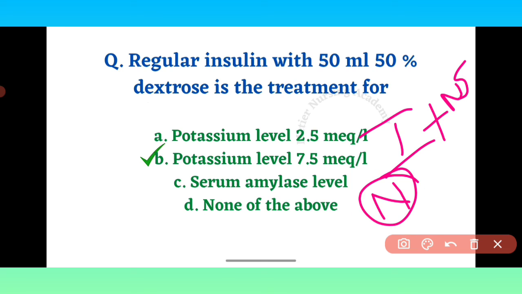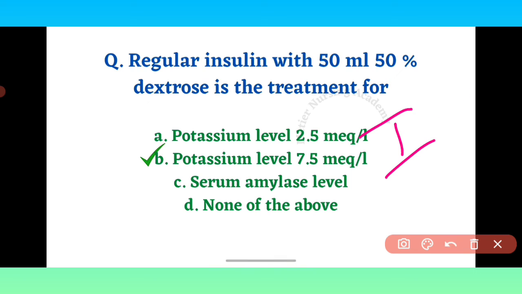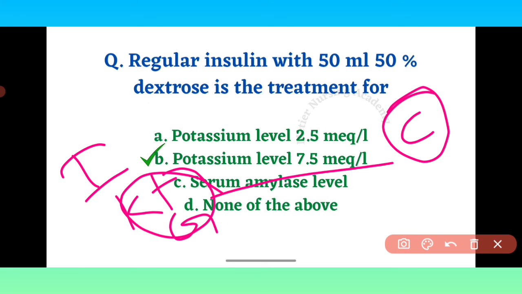At the same time, what will happen? The patient can go for what? Hypoglycemia. Because the insulin not only takes the potassium, it will also take the glucose which is there in the blood vessels. The insulin will take the potassium and glucose from the blood vessel into the cells. So the person will have a normal potassium level and also hypoglycemia will be there. What will be there? Hypoglycemia.